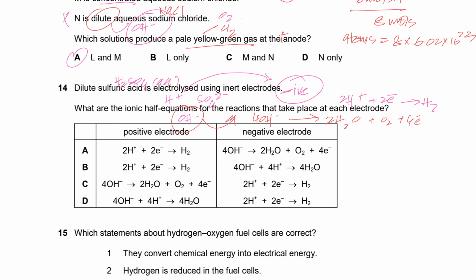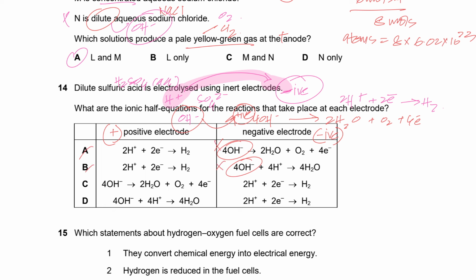This is what happens at the positive electrode, because negative ions are attracted towards positive electrodes, and positive ions are attracted towards negative electrodes. Just like in this case, the hydrogen ion is attracted to the negative electrode. The positive electrode is the anode and the negative electrode is the cathode. The negative electrode would not attract the negative ions, it would attract the positive ions, so A and B are wrong.